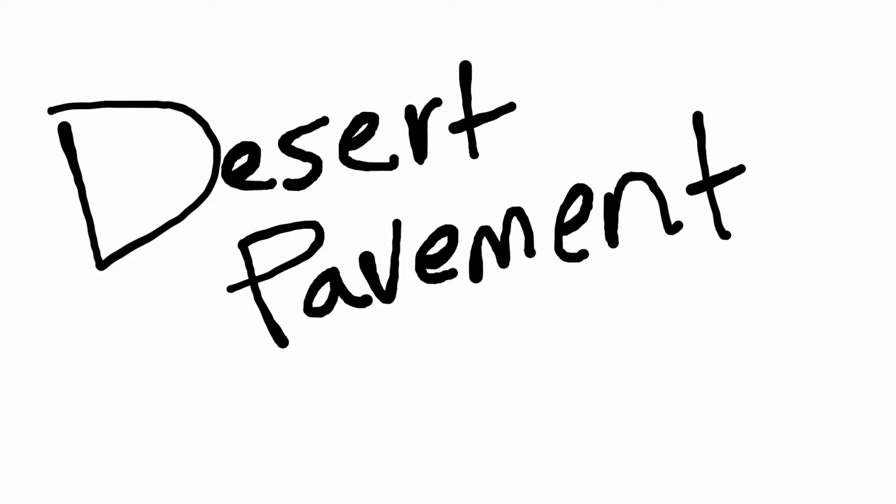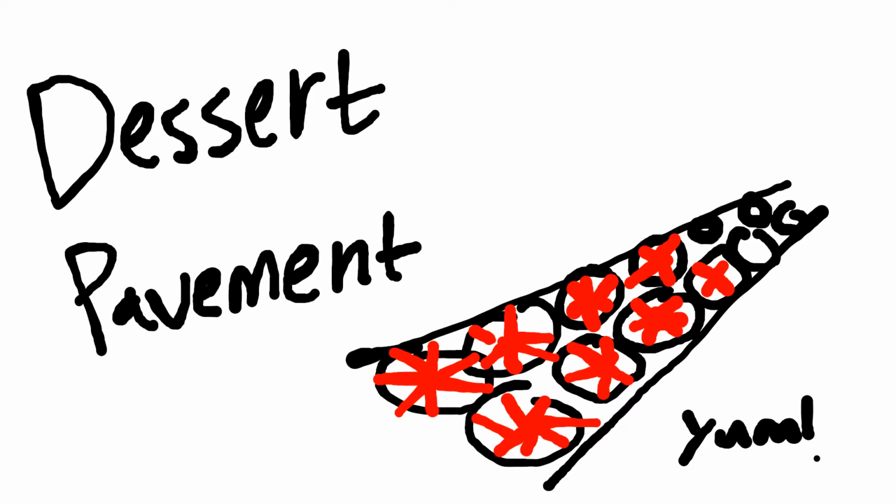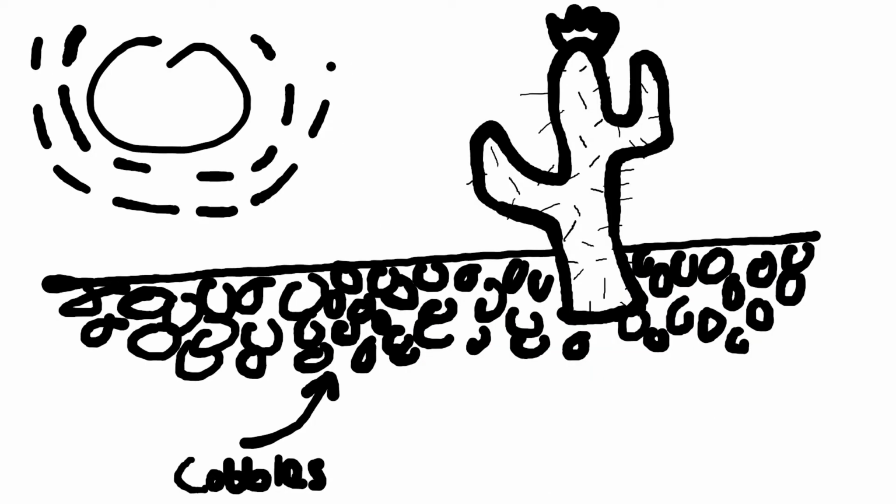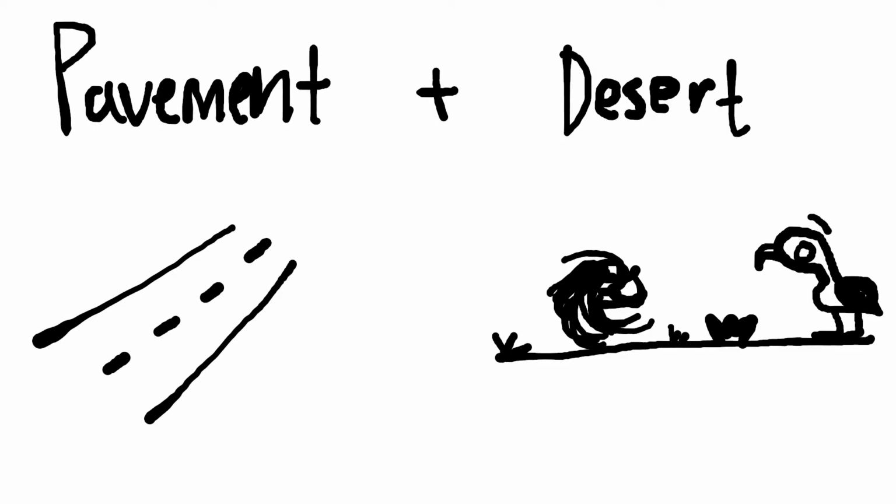Desert pavement, not to be confused with desert pavement. Desert pavement is the accumulation of cobble-sized particles at the floor of an arid region. It's pavement within a desert, easy enough to remember. Functionally, this acts as a guard against wind erosion.